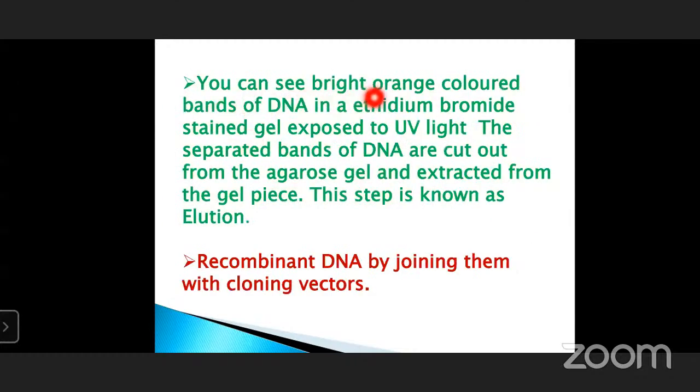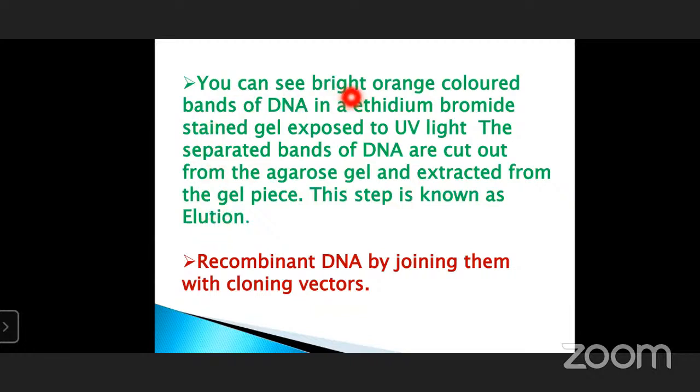You can see bright orange colored bands of DNA in an ethidium bromide stained gel. Ethidium bromide is used for the identification of DNA fragments. When this stained gel is exposed to UV light, the separated bands of DNA are cut out from the agarose gel and are extracted from the gel piece. This step is known as elution.